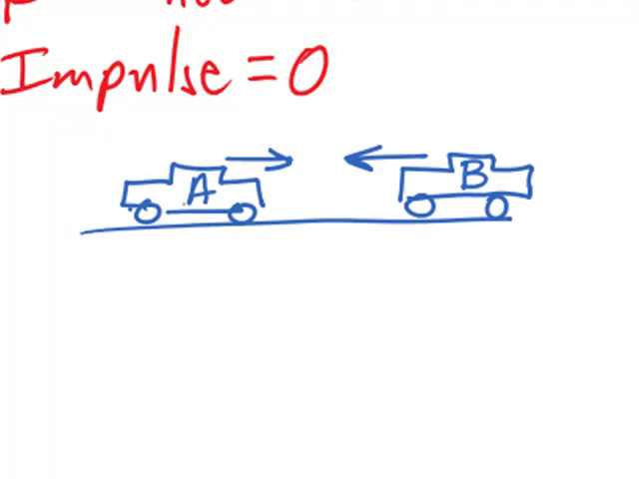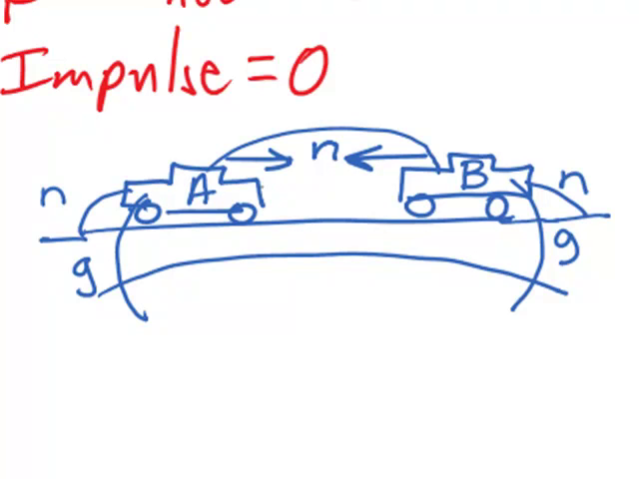Let's take the case where car A is heading straight towards car B. When they crash, we certainly know that there'll be an impulse, or a change in the momentum, for both A and B. Why is that? Because A is going to experience an unbalanced force from B, and B is going to experience an unbalanced force from A. If we're assuming that they're traveling along a level road, then gravitational force and normal force are going to be balanced.